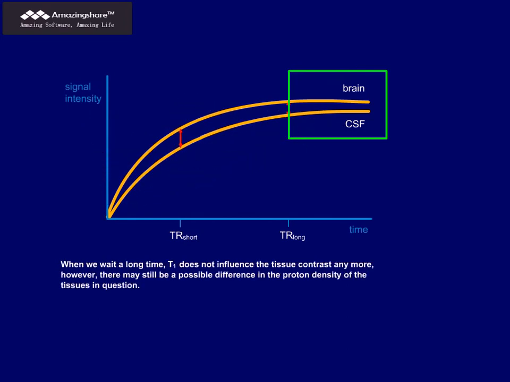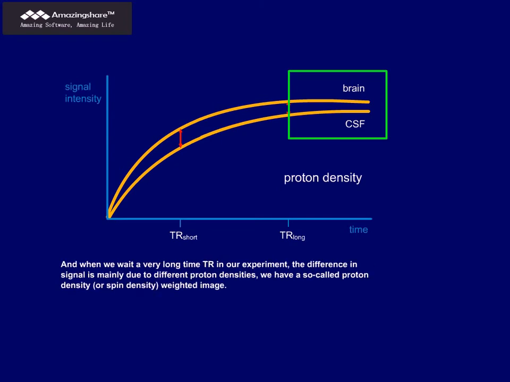When we wait a long time, T1 does not influence the tissue contrast anymore. However, there may still be a possible difference in the proton density of the tissues in question. And when we wait a very long time, TR in our experiment, the difference in signal is mainly due to different proton densities. We have a so-called proton density or spin density weighted image.